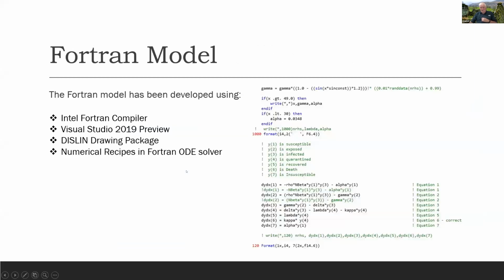So here's the main Fortran code that goes in. This is the set of equations for solving it. And then it's quite easy with those to plug in some of the changes in gamma and those sorts of things. So I use the Intel Fortran compiler, Visual Studio. It's just a fairly standard package.